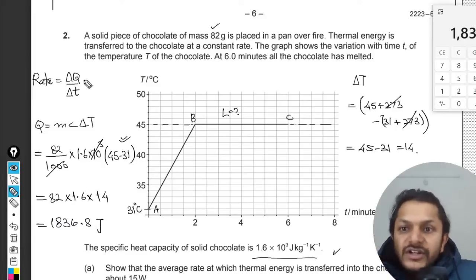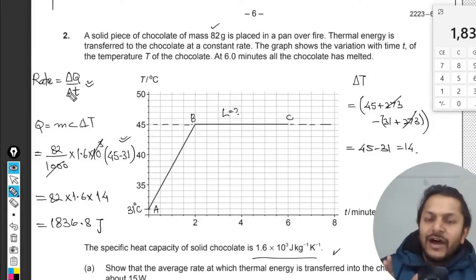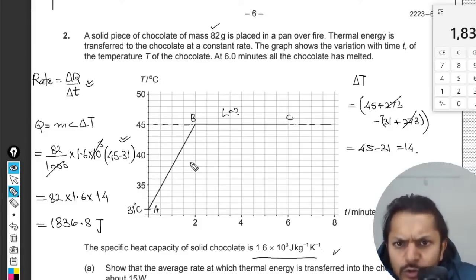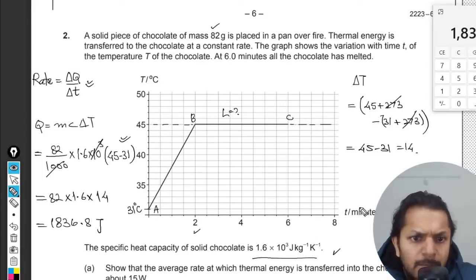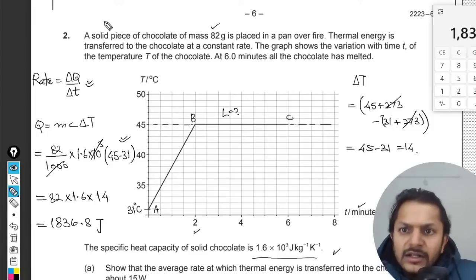Now we are interested in the rate at which the energy is given, so we have to divide this much of the energy by the time it has consumed. So from A to B, the time consumed is 2 minutes, so 2 into 60.